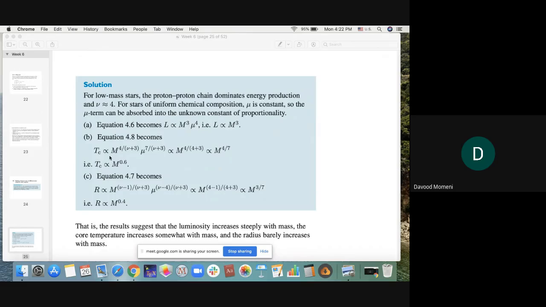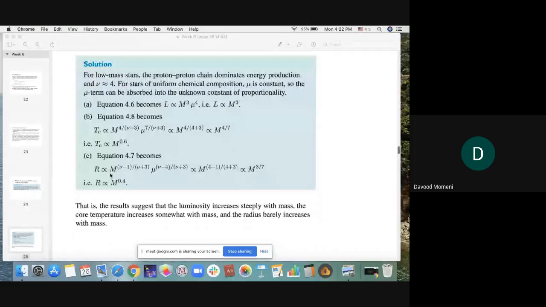Furthermore, for the temperature at the core, you know that the core temperature is given by m power of 4 over nu plus 3 and mu power 7 over nu plus 3. If you fix nu as 4, you can easily show that it reduces to 7 over 7, so it will be mu to the power 1, and here you have m power 4 over 7. And because I mentioned that for low mass stars mu is constant, you can see that the core temperature will be proportional to the mass power 4 over 7.